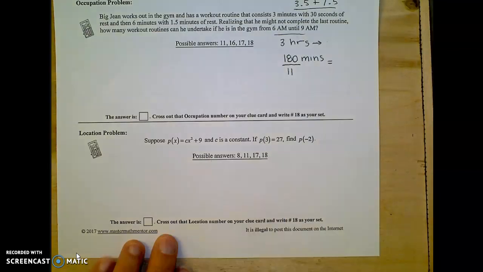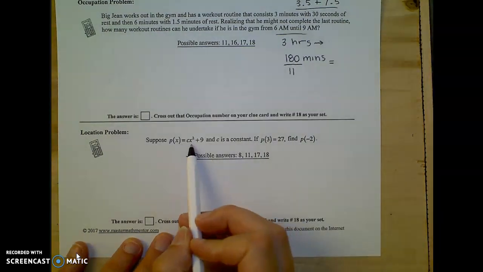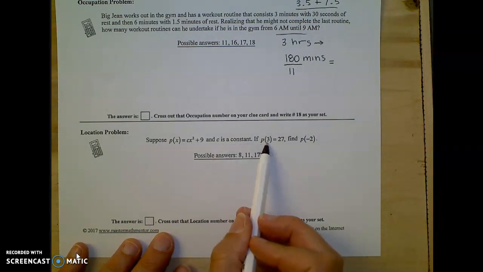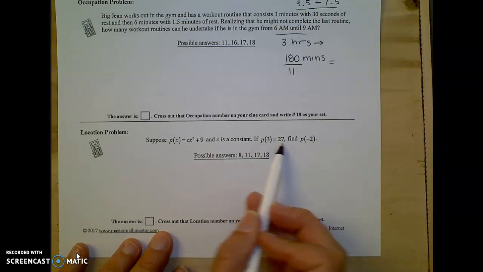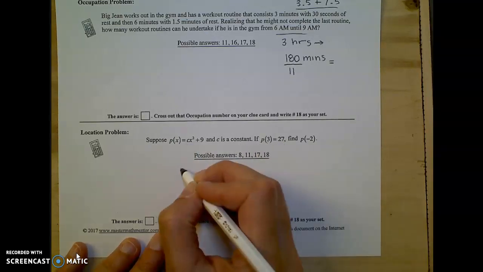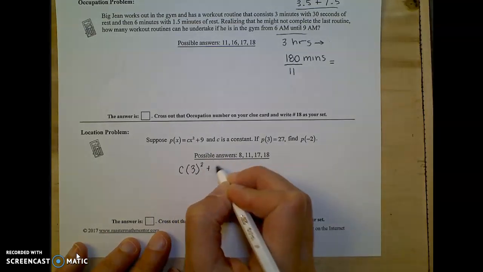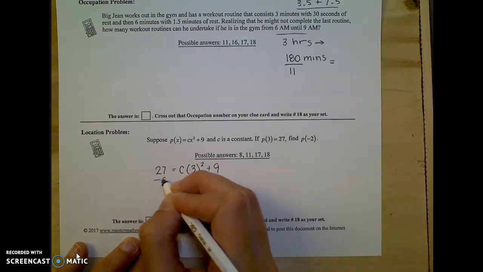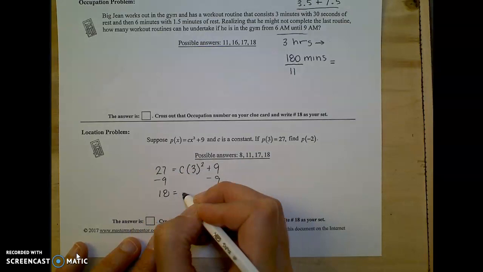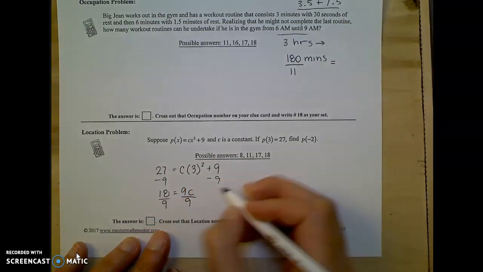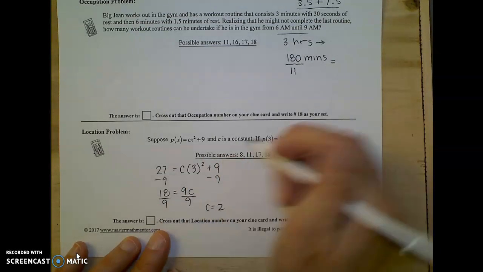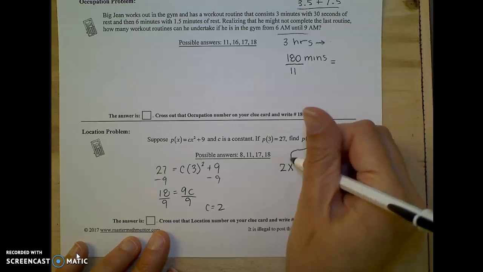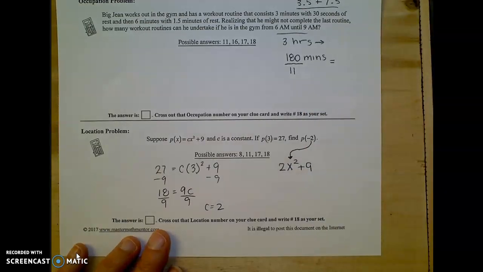Okay, last one here, location problem. So suppose p of x is cx squared plus 9 and c is a constant, so some number. And here they're telling you that when I plug in 3, I got 27. So that's helping me to find c, because in place of x, I can put 3, and in place of p of x, I can put 27. And so I subtracted the 9, squared the 3 over here and then divided it away. So I got that c was 2, which then helps me to fully write my equation as 2x squared plus 9. And now they want me to take a negative 2 and plug it in. So easy after that, hopefully.